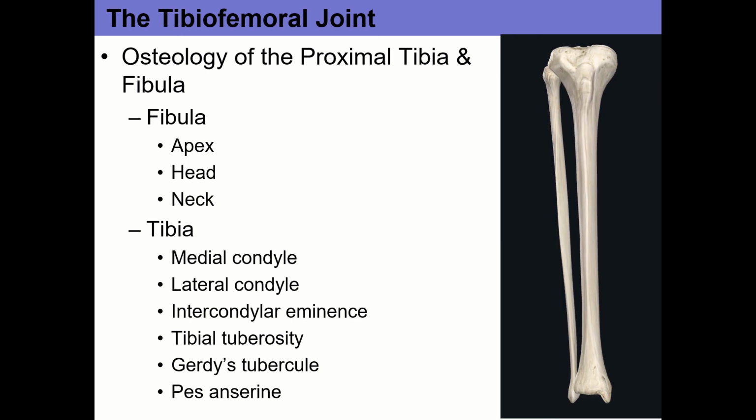Go back to the anterior view. So this rough area here is the tibial tuberosity. In most people, it's obvious. There's a pretty obvious bony knob there on your shin, proximal aspect of your shin. So that's your tibial tuberosity.